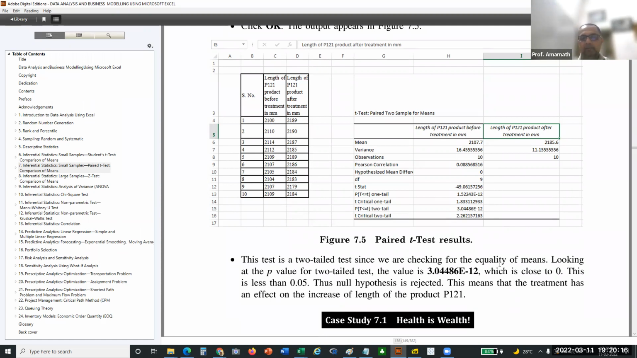So there is an effect of increase in the length of the product after the treatment. That's the answer we try to give.